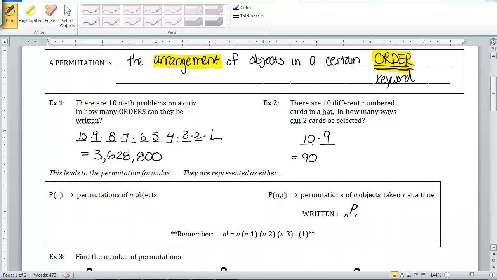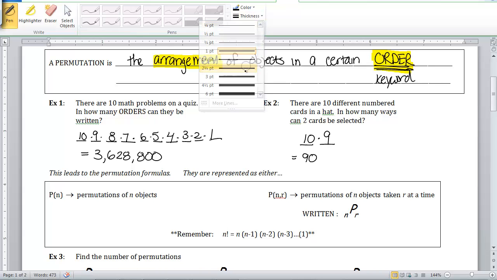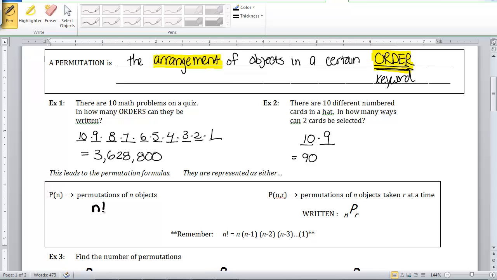The 2 examples that we've just done are both examples of permutations. Example 1 is a permutation of n objects. Another way to calculate the permutation of n objects is by doing n factorial. A factorial is taking a number and multiplying it times the number 1 less than it until you get down to a value of 1.